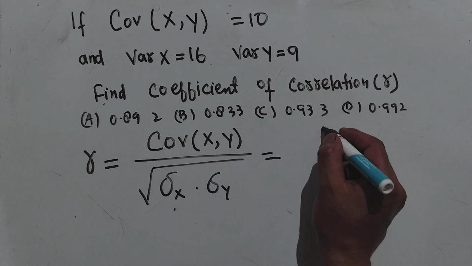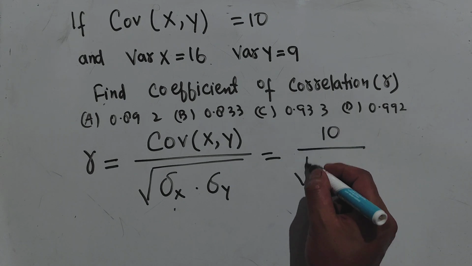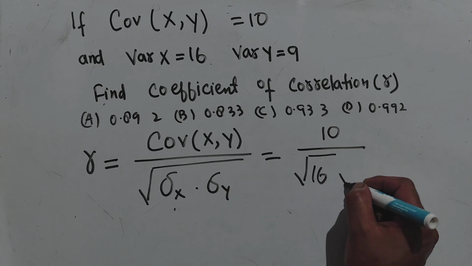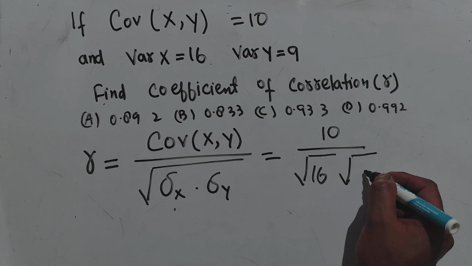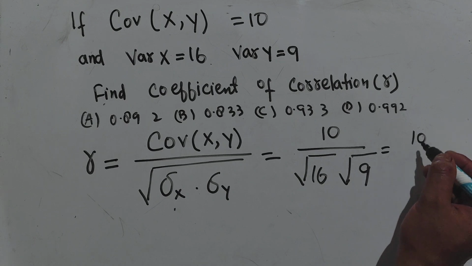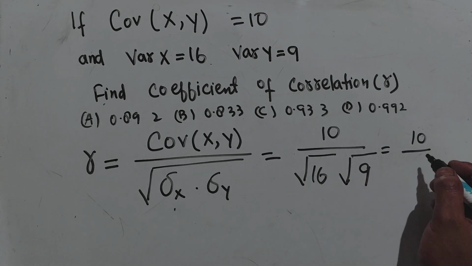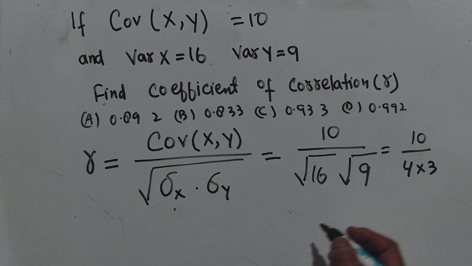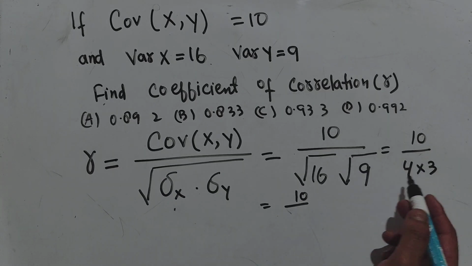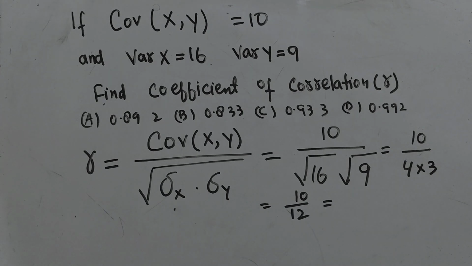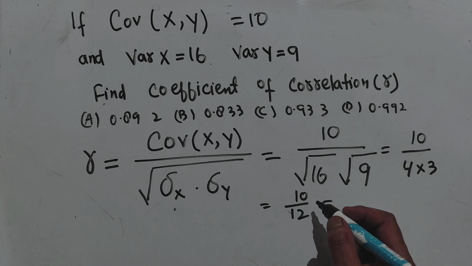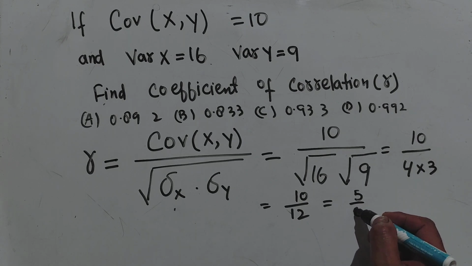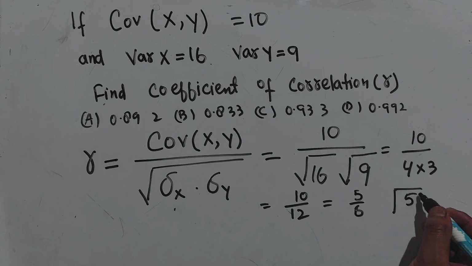So covariance is here 10 divided by, we have here variance of x is 16, so let us expand it like this. Here we have 9, so we will get 10 divided by, under root of 16 is 4, and under root of 9 is 3. So we get here 10 upon 4 3s are 12. Solving it further, this becomes 5 upon 6.